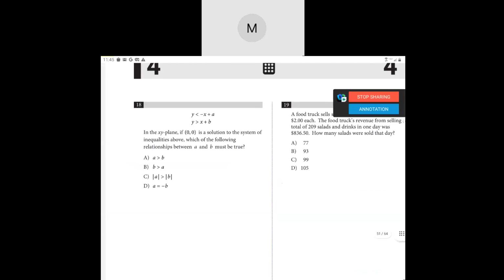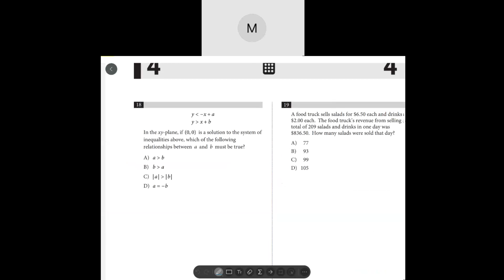All right, one last inequality question. Y is less than negative x plus a, y is greater than x plus b. Now, in this case, it's important that you make sure that your signs stay the same. So I rewrite the first line here, but the second line, I'll change it a little bit by multiplying by negative 1. Negative x minus b. When I add these two, I get 0 is less than negative 2x plus a minus b, which now also tells me that 2x is less than a minus b.